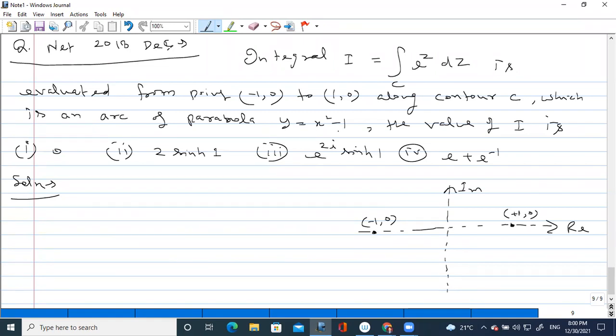Understood? So if you put x equal to 0, what will be the value of y at this point? If I want to check what is that parabola, that value will be -1. It means my parabola is like this. Okay, and you have to reach from this point to this point, means you have to start from here, so this is your direction and this direction is anti-clockwise.